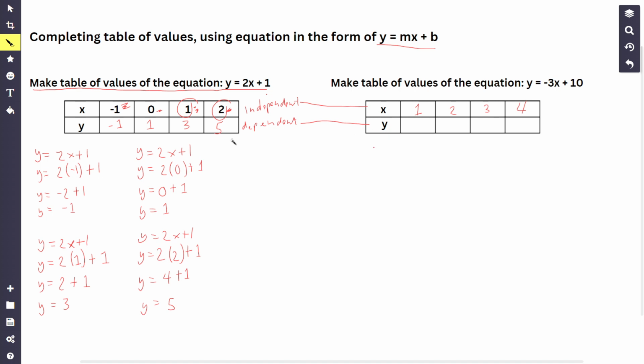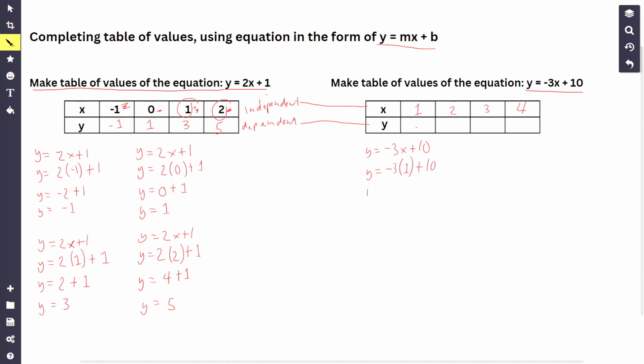So using the equation, our equation is y equals negative 3x plus 10. Again, what do we do? We will just replace the value of x with 1, 2, 3, and 4. So let's start first with using the value of x as 1. So y equals negative 3, I will replace the x with 1 here, plus 10.